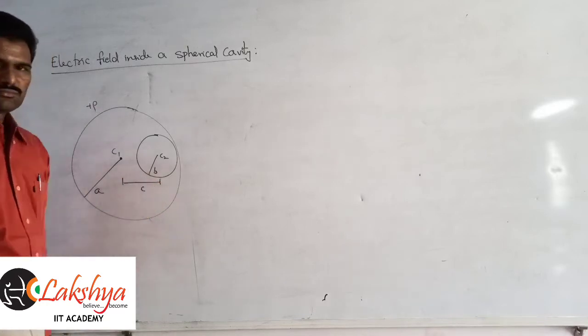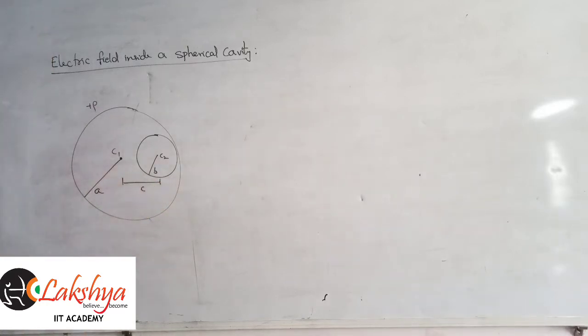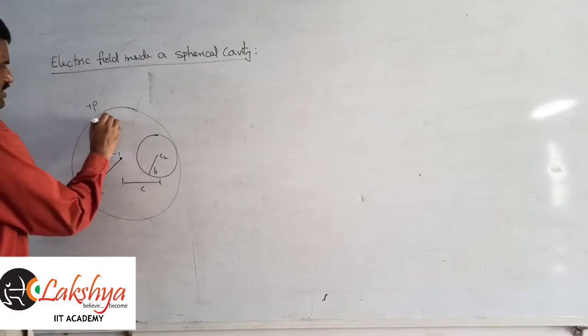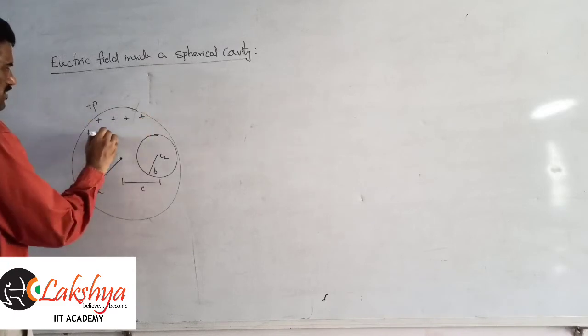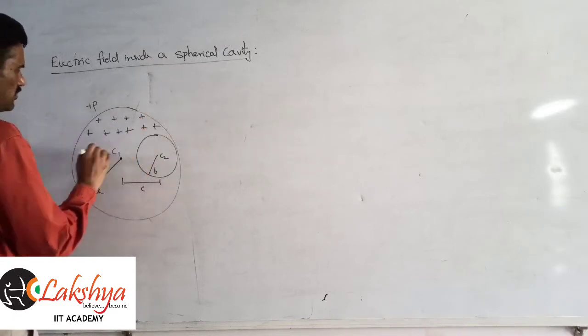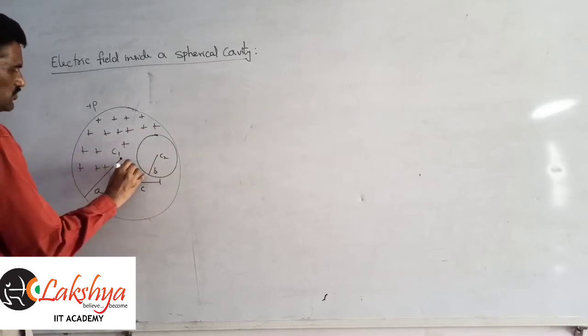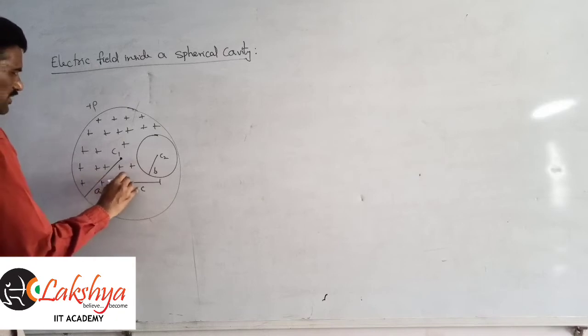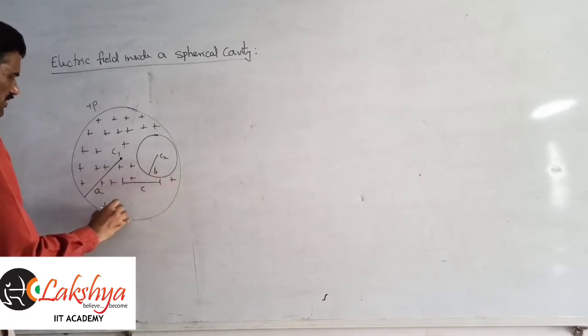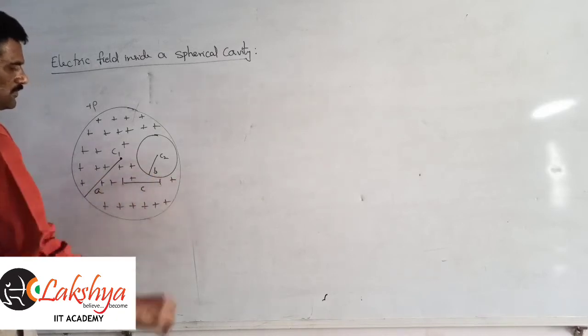This total ball has some positive charge density, and in it a cavity is made like this. Now we need to calculate the intensity of electric field at any point inside this cavity. So first, write the description of this diagram.